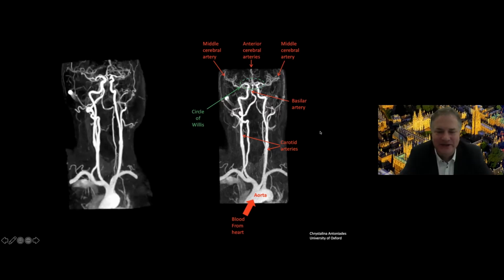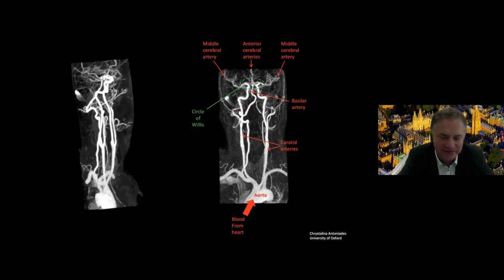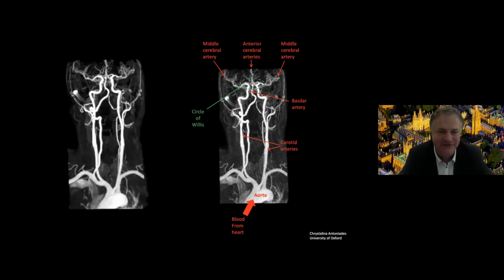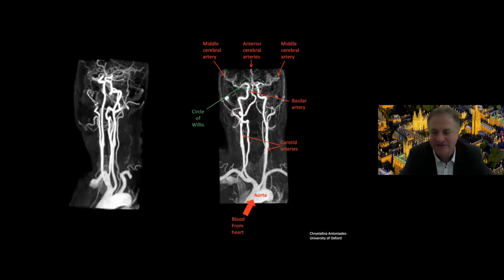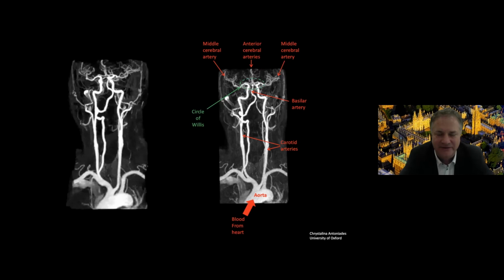So Willis didn't have digitally subtracted angiograms like the ones you are showing here of the vertebro-basilar system and the carotid system. So he didn't have this. So how did he discover the circle of Willis?